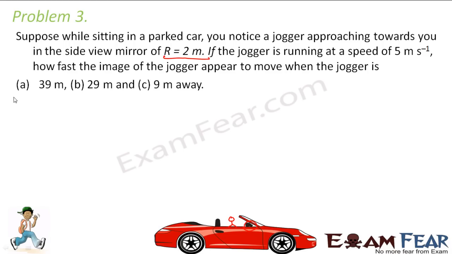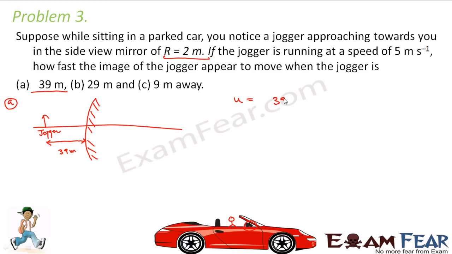So now let us consider the first case, that is when the jogger is at 39 meters. In this case, my mirror is a convex mirror, and my object is nothing but the jogger. When the jogger is at 39 meters, that means the distance of the object from the mirror is 39 meters. So u is equal to 39 meters, and u is negative, considering the sign convention. And it also says that the radius of curvature is 2 meters.